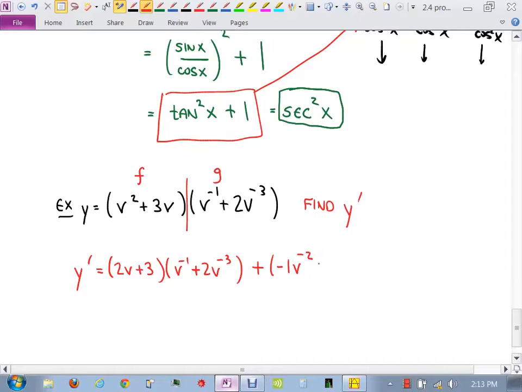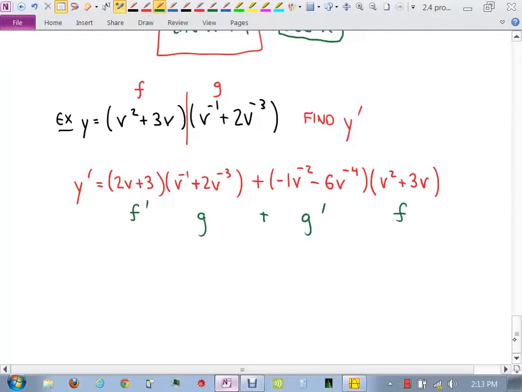Good. Then, minus 6v to the negative 4. All times v squared plus 3v. So this was your f prime g plus g prime f right there. So this was just some power rule stuff, right? There's just power rule. Okay, let's do quotient rule now. All right? Let's do quotient rule.